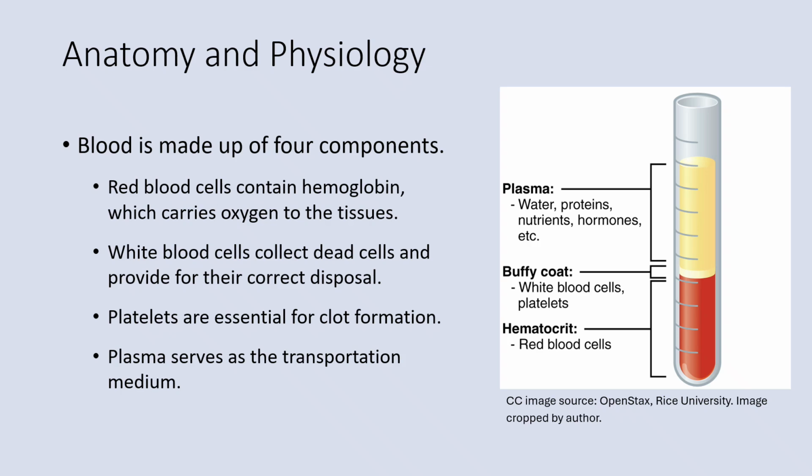Remember that plasma comprises roughly 55% of the blood, red blood cells make up approximately 44%, and the buffy coat, which includes white blood cells and platelets, comprise less than 1% of blood.